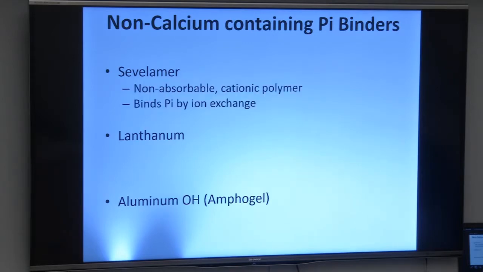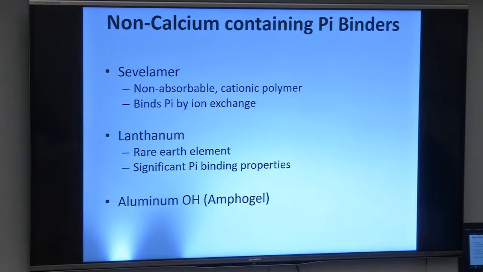So sevelamer is a polymer, binds phosphate by ion exchange. There's no calcium in it. It works very well, and this is probably the most commonly used phosphate binder in the current era. Lanthanum is a rare earth element, also binds phosphorus effectively. We use this less because it comes in a big tablet that's about this size. It's hard for the patients to swallow.